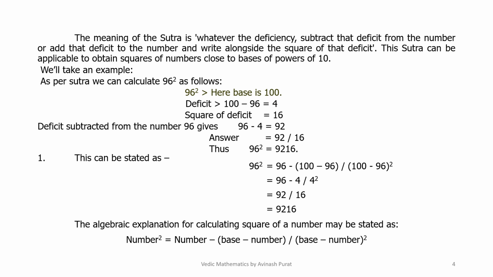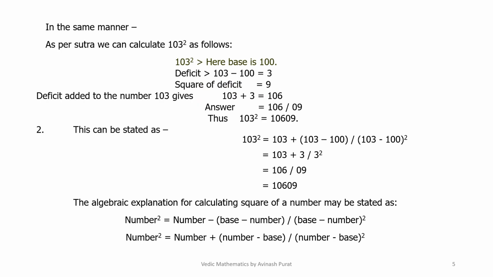This can be stated as 96 square equal to 96 minus (100 minus 96) stroke (100 minus 96) square, equal to 96 minus 4 stroke 4 square, that is equal to 92 stroke 16 equal to 9216. The algebraic explanation for calculating the square of a number may be stated as number square equal to number minus (base minus number) stroke (base minus number) square.